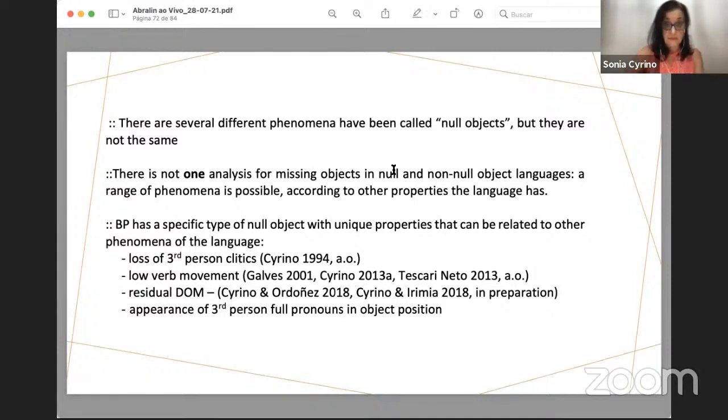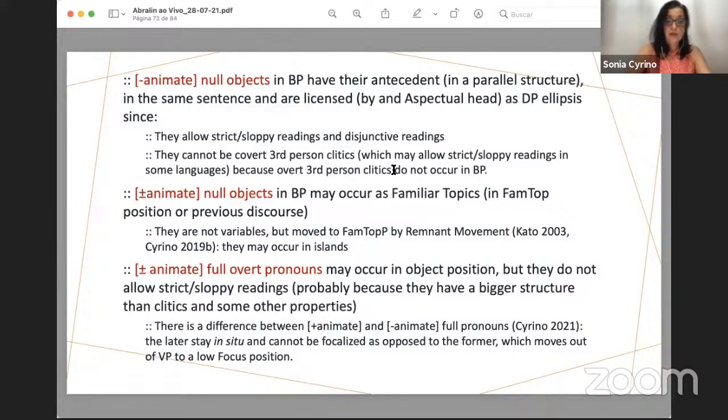For Brazilian Portuguese, I have proposed that, well, because we have lost third person clitics, because we have a loss of verb movement, or verb movement now is to a lower projection, because we have residual differential object marking, because we have the appearance of third person full pronouns in object position, that's why we have null objects the way we do. So in summary, minus animate null objects in Brazilian Portuguese have their antecedent in a parallel structure in the same sentence and are licensed by an aspectual head as the ellipsis, because we know that because they allow strict and sloppy readings and disjunctive readings, and they cannot be covert third person clitics, which may allow strict and sloppy readings in some languages, because we don't have third person clitics anymore. So why would we have no third person clitics?